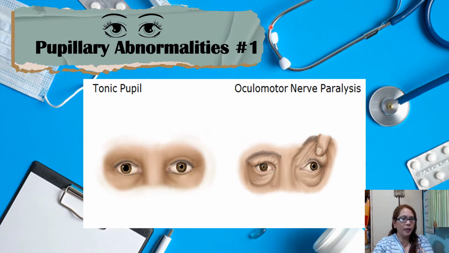Okay? And we have here another abnormality, the oculomotor nerve paralysis. So these are common for the patients who have third nerve palsy or who have a history of horizontal or vertical binocular diplopia or ptosis, or who complain of an enlarged pupil. Yan. So, nakita nyo may enlarged pupil or difficulty in focusing, with involvement of accommodation. So, kahit na malapit yung object.